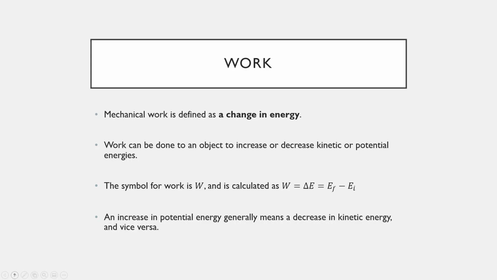Work is defined as a change in energy of some kind. In order to change the energy of an object, you need to do work on it. What we're going to be talking about is the case where gravity is doing the work on an object, which means it is probably going to be pulling it down towards the ground, in which case its gravitational potential energy and also its kinetic energy is going to be changing.